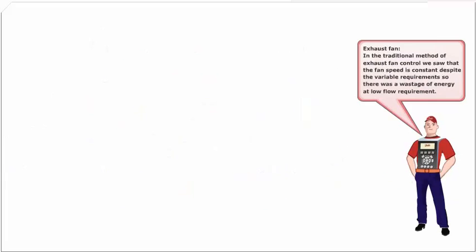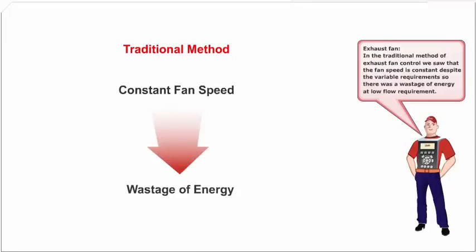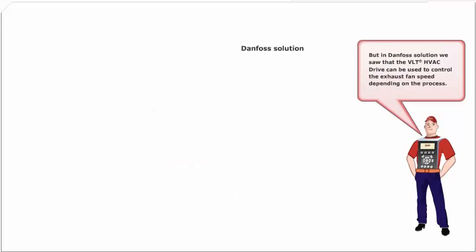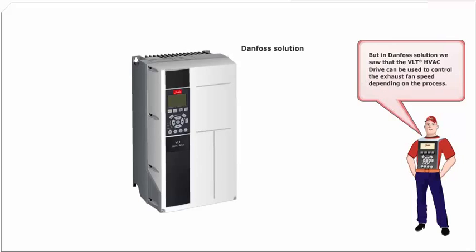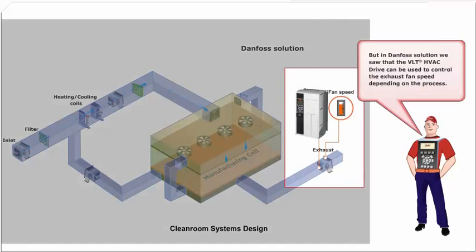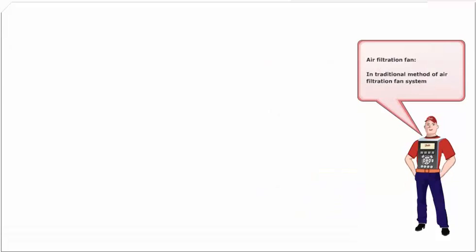Exhaust fan. In the traditional method of exhaust fan control, we saw that the fan speed is constant, despite the variable requirements, so there was a wastage of energy at low flow requirement. But in the Danfoss solution, we saw that the VLT-HVAC drive can be used to control the exhaust fan speed, depending on the process. Air filtration fan.